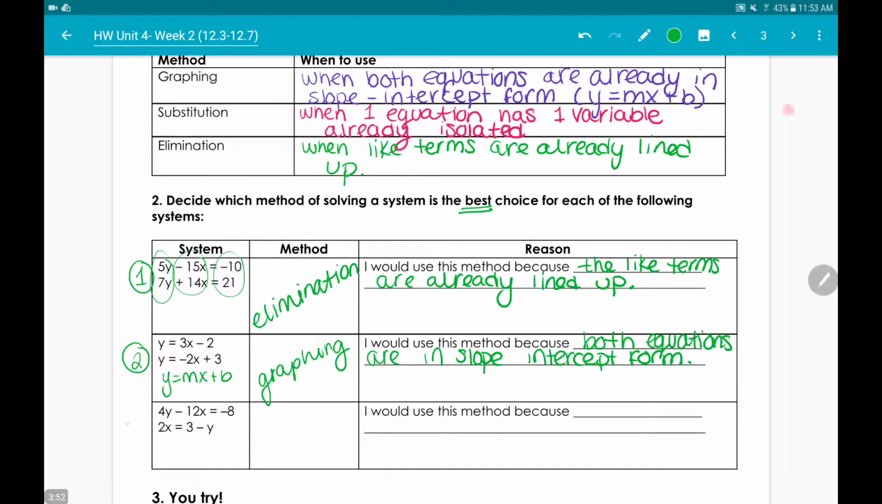Okay? And for number 2, I could also say, well, one equation has a variable isolated, and I can also say substitution. Okay, and that would be because if I said substitution, I would say because the y is already isolated. So I would argue that either one of those answers could work for that one.